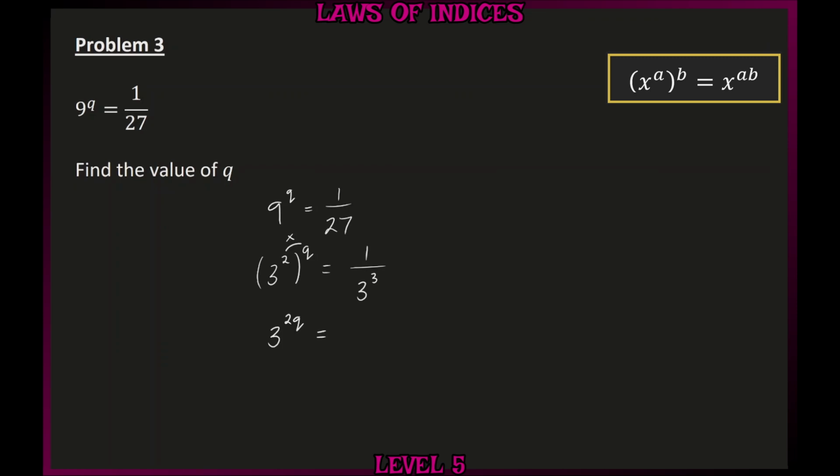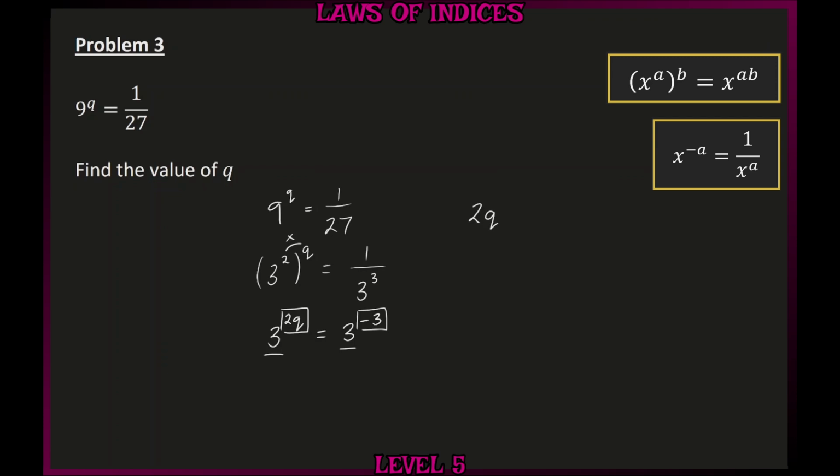Now the right-hand side of the equation can be rewritten using this law, and the law tells us that 1 over 3 to the power of 3 can be rewritten as 3 to the power of minus 3. Now we have the same base on both sides of the equation, we can say that their powers must be equal to each other. And this means that 2q must be equal to minus 3. To solve the equation, we divide both sides by 2. And this gives us q is equal to minus 3 over 2.